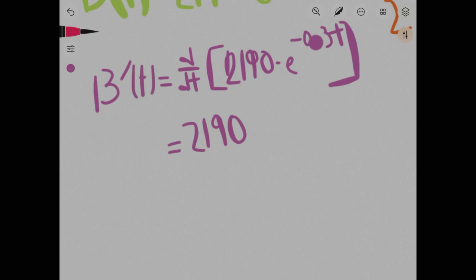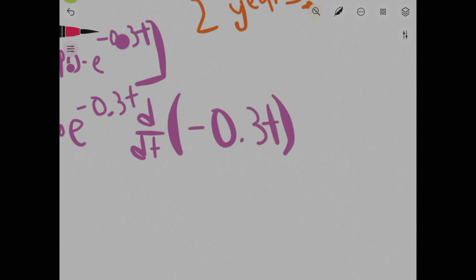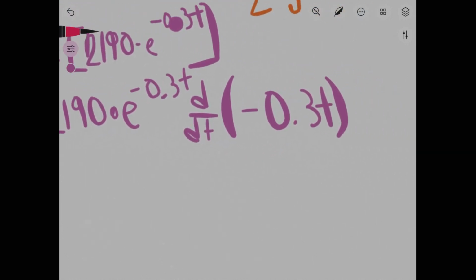So what we will have to do is to get the times what is the derivative of e to the power of something is e to the power of that. Okay, so we will have e to the power of negative 0.3 t, but we will have to find also the derivative of negative 0.3 t.